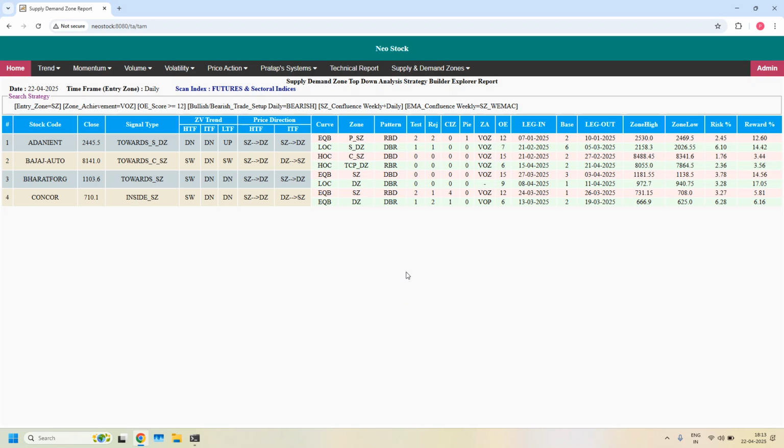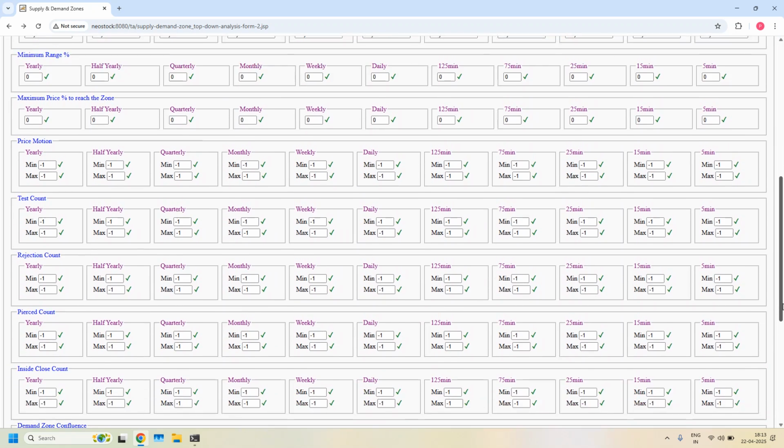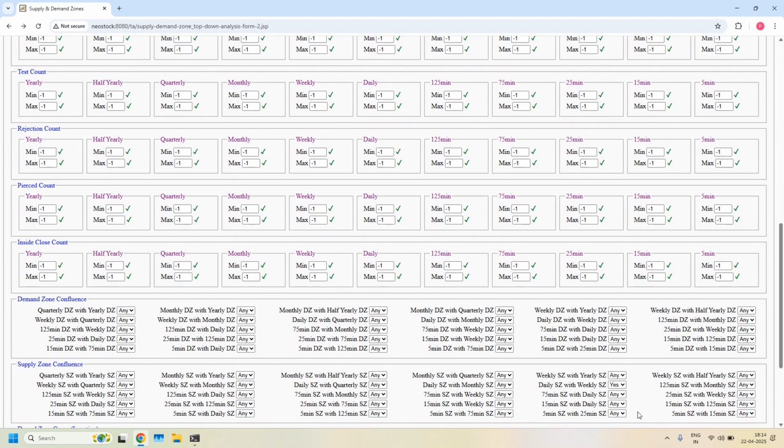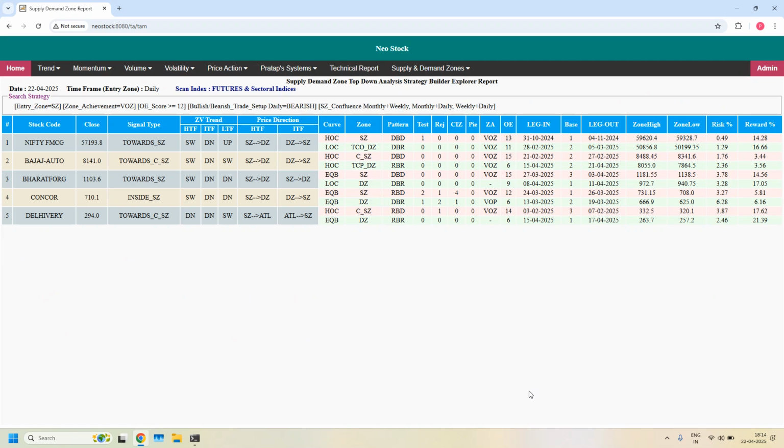Okay, this is about LTF, ITF, supply zone confluence and ITF, EMA confluence. Next we will look into HTF, that is monthly also. I am removing EMA filter. In the supply zone confluence, 3 filters we have to set. First filter is already enabled, that is daily with weekly supply zone. Next, daily with monthly supply zone confluence. And weekly with monthly supply zone confluence. With all the 3 filters, we got 5 stocks.